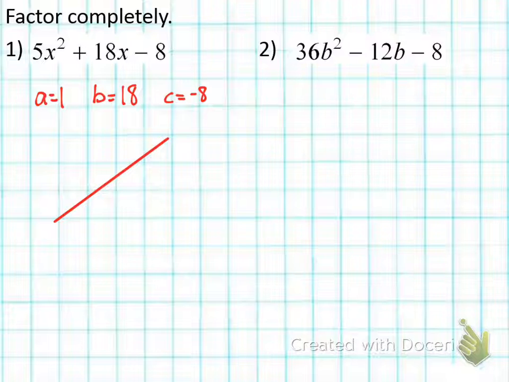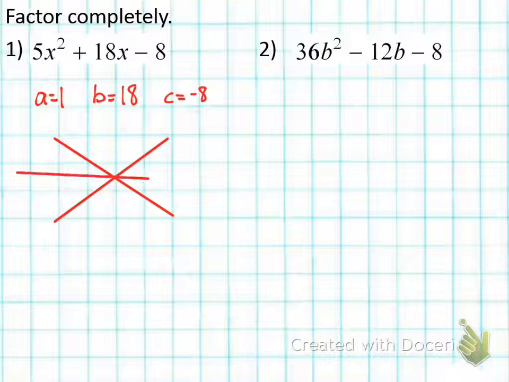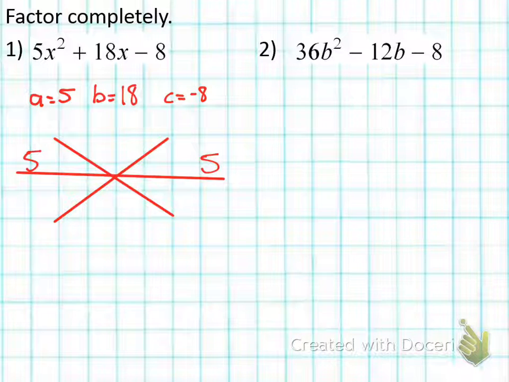Oh, it's supposed to be 5. I'm sorry, I'm going too fast here. My bad. A is 5. Thank you. Sorry about that. So we got 5 and 5 for A. And then A times C is negative 40 on the top center, and the bottom is B, which is 18.